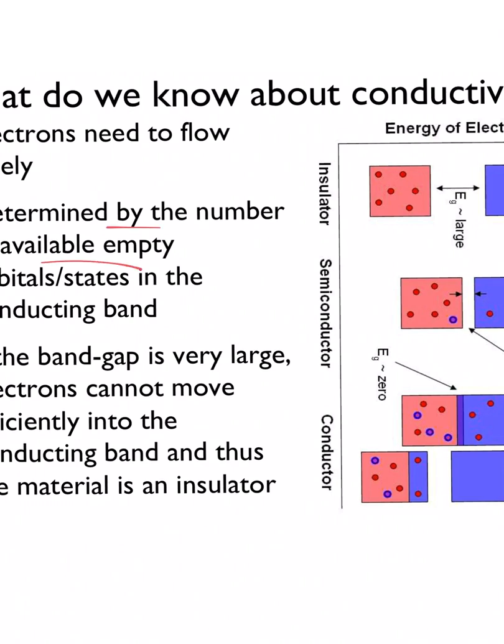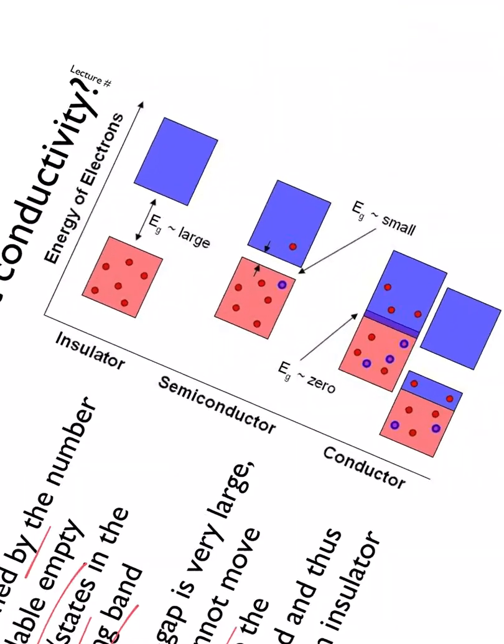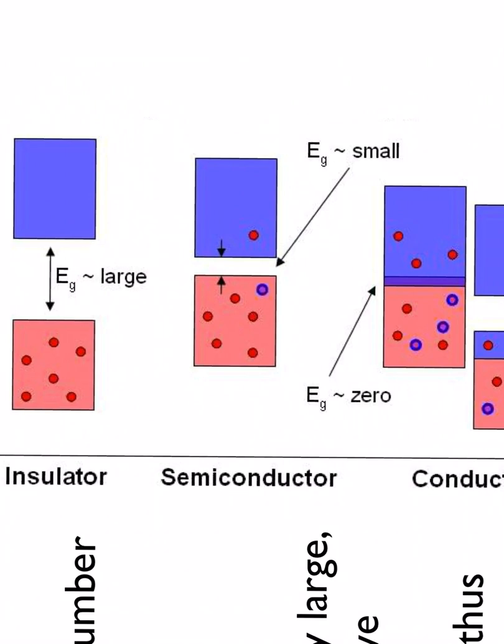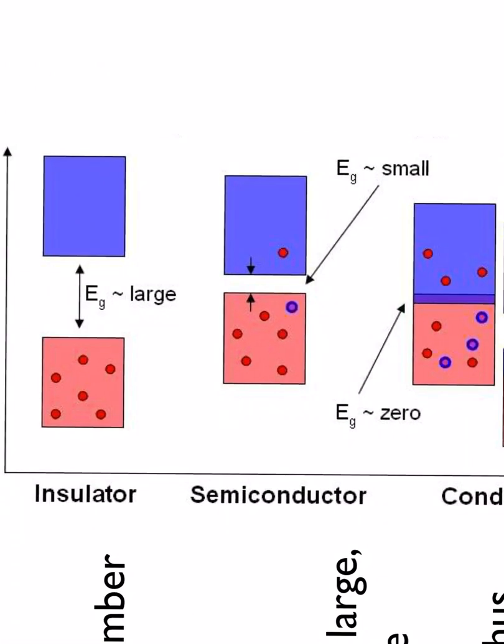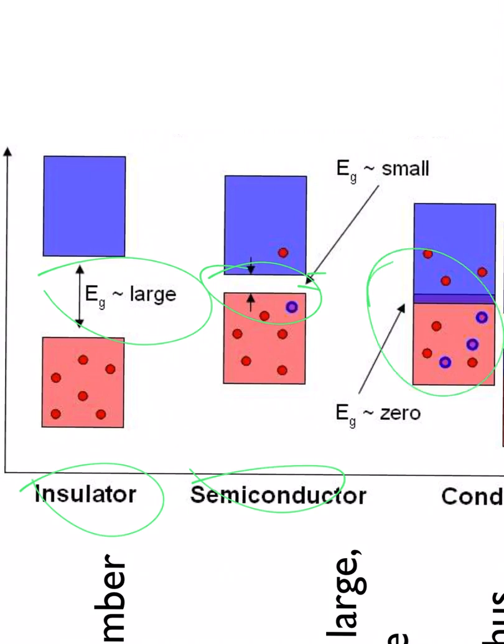This is determined by the number of available empty orbitals and states in the conducting band. If the band gap is very large, electrons cannot move. And you guys have seen this before in physics, I hope, right? This type of large band gap insulator, intermediate semiconductor with a small energy gap, and we'll talk about doping it. And then conductors will have no band gap at all.